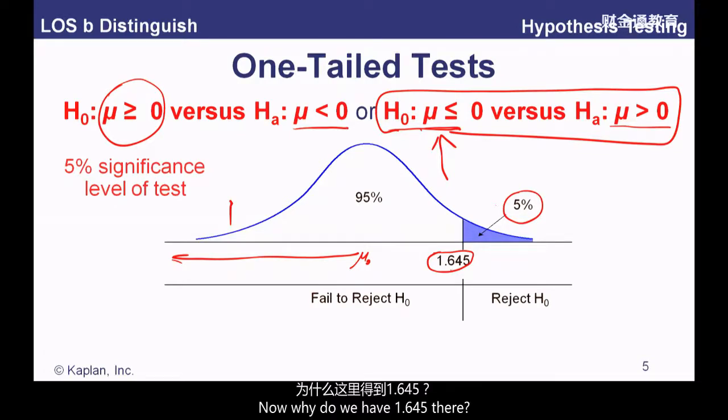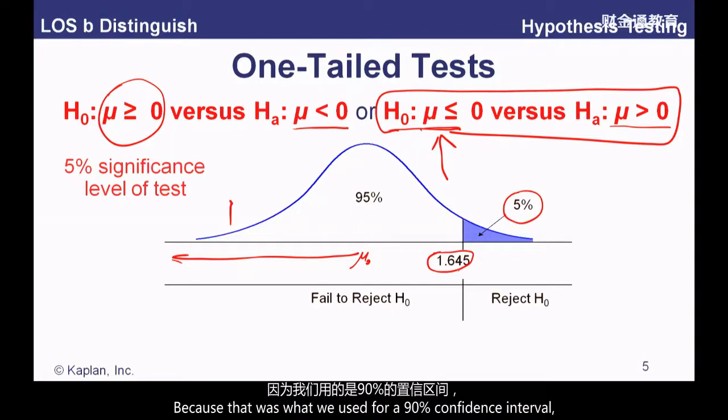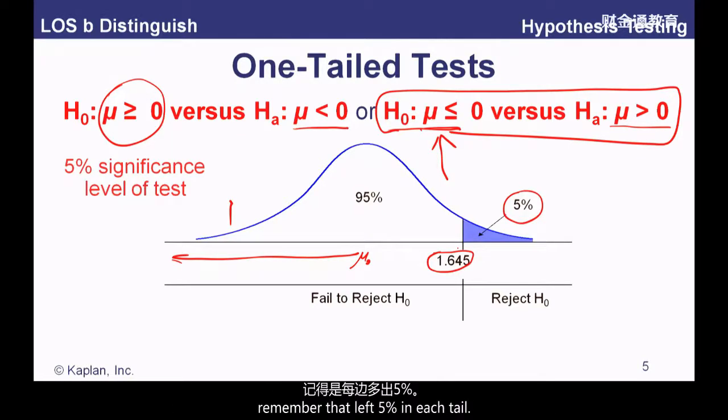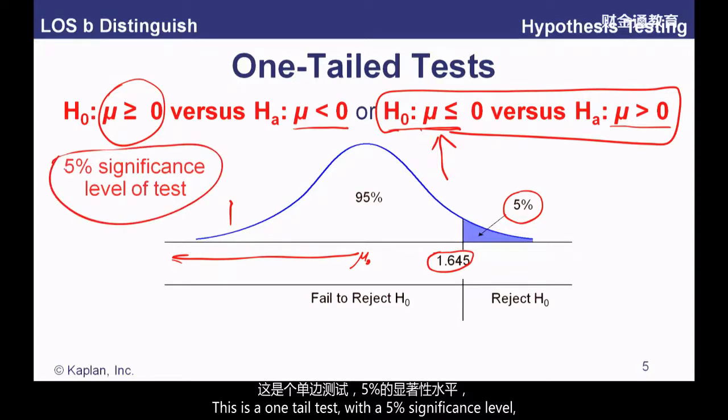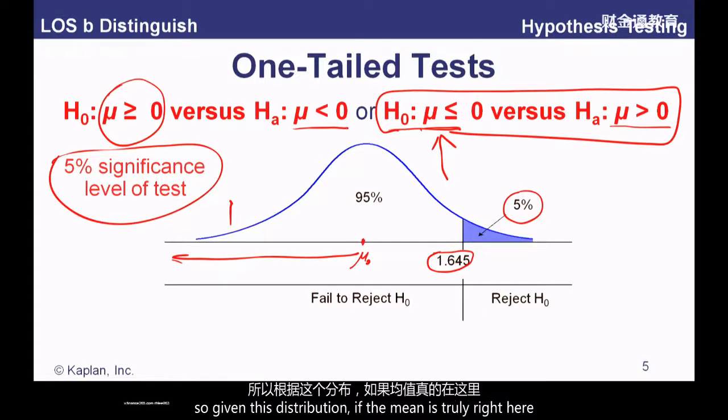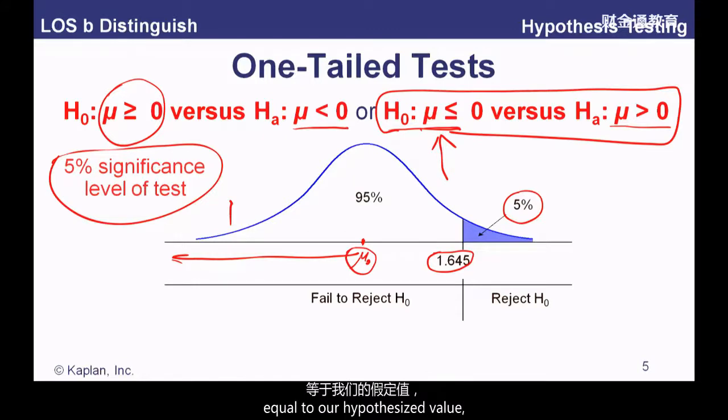Now, why do we have 1.645 there? Because that was what we used for a 90% confidence interval. Remember, that left 5% in each tail. Well, this is a one-tailed test with a 5% significance level. So, given this distribution, if the mean is truly right here equal to our hypothesized value, 5% of the time we're going to get values out here just by chance and reject. So that's our 5% significance.